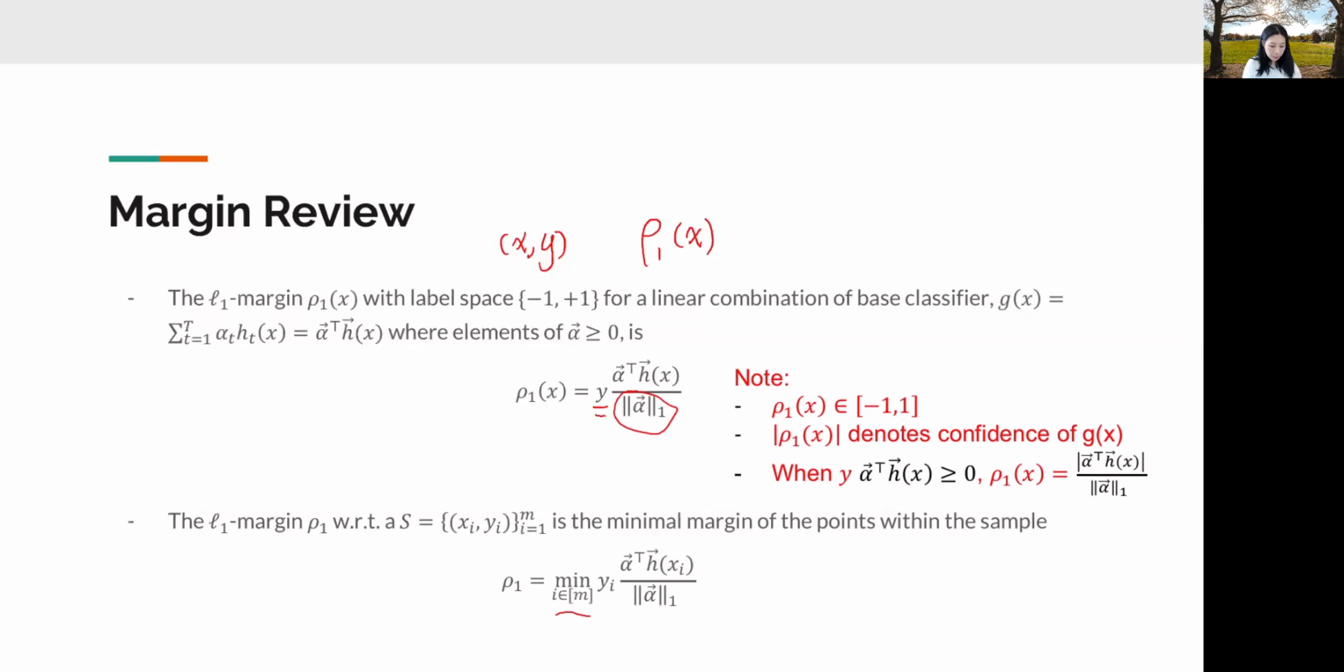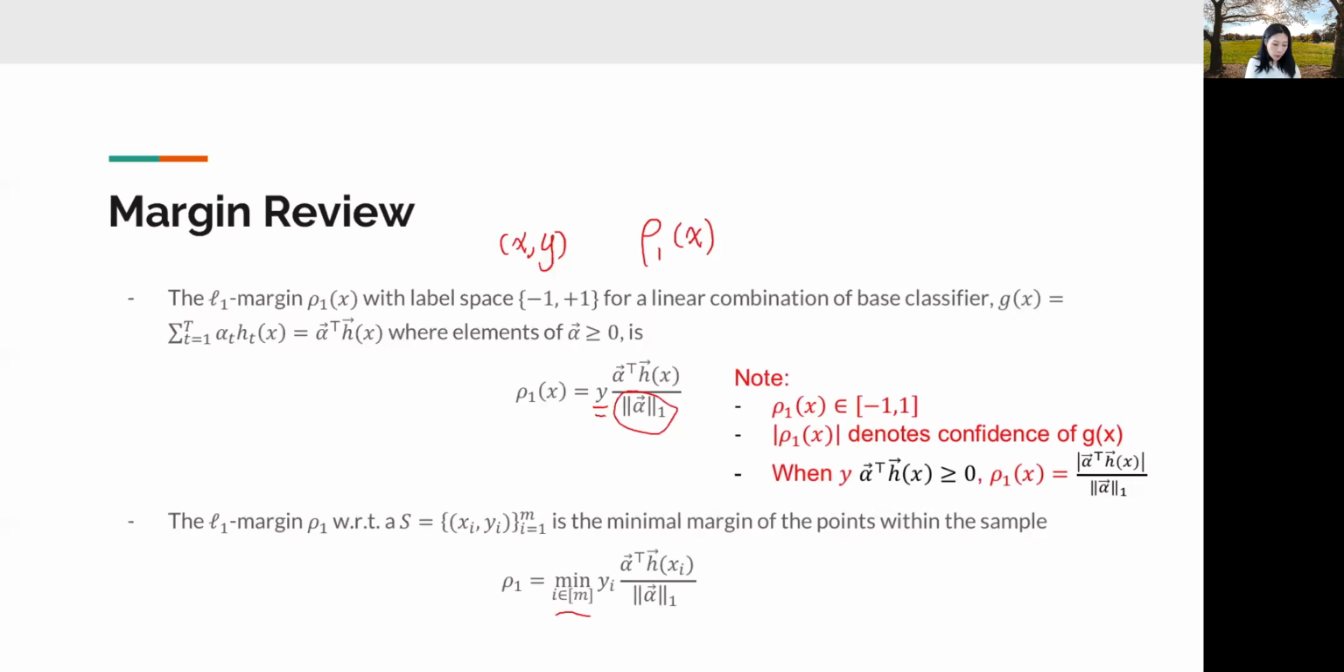Also, one thing important is that the absolute value of rho_1 of x denotes the confidence of g of x. As you can see, if rho_1 of x is larger, either very close to -1 or very close to 1, it basically means that your classification is very confident. So it's talking about the confidence of the strong classifier g of x. Of course, this g of x has been normalized by the L1 norm of the coefficients. Okay, so that's the second bullet point I wanted to emphasize.